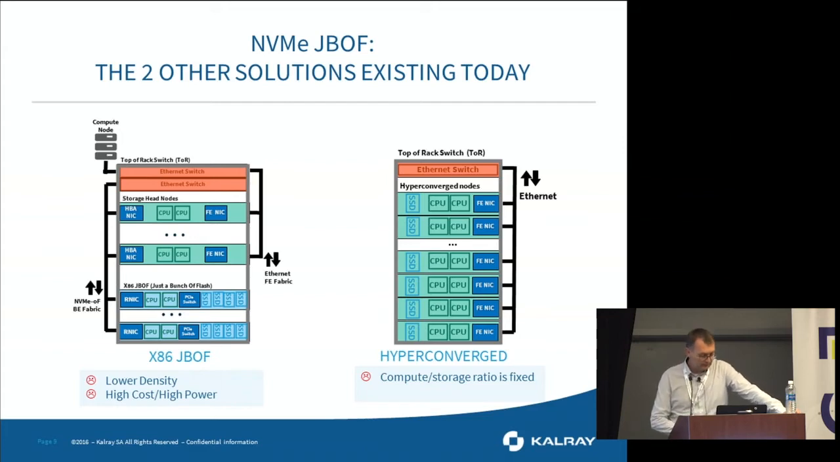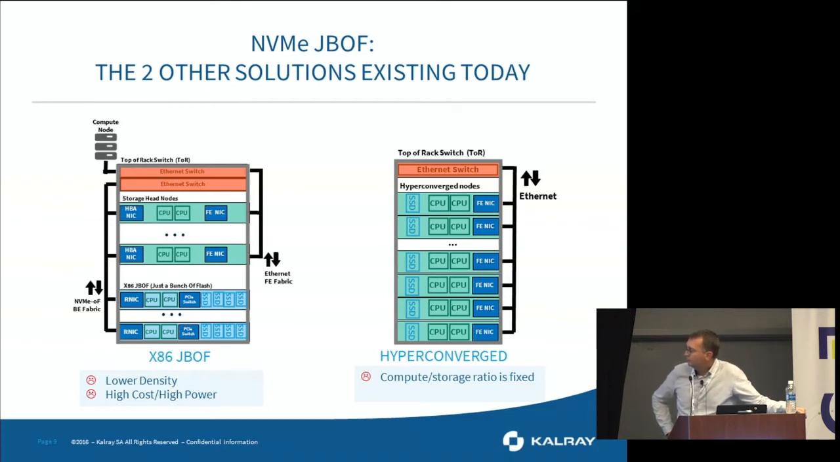The problem of using this architecture, so you have this x86 JBOF below, and you still have the storage head nodes where storage services are executed on top of this diagram. The problem is you are using a rich and power-hungry x86 just to expose the whole block modes of the SSDs. And doing this takes space, meaning that you have a lower density, and you have high cost and high power just because of the rich x86 plus its associated system memory.